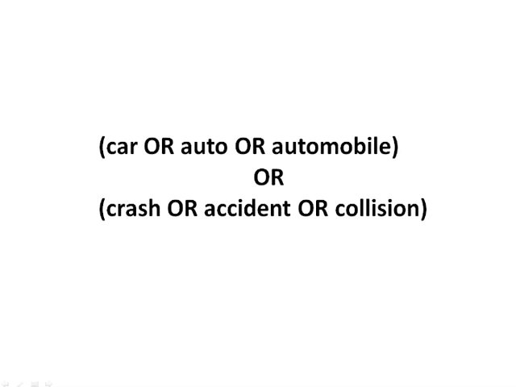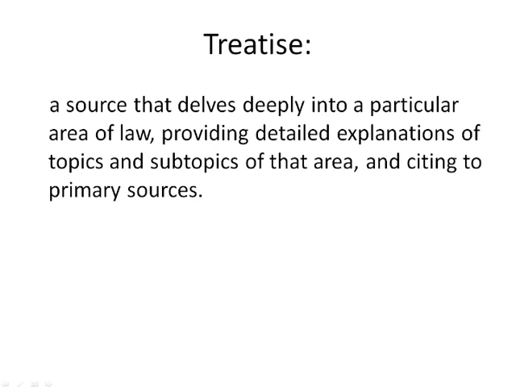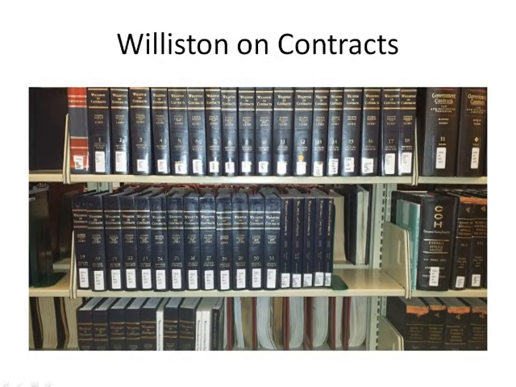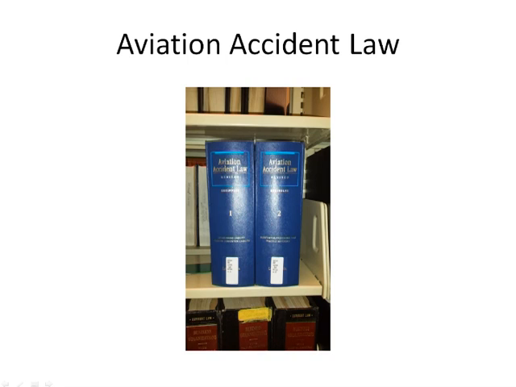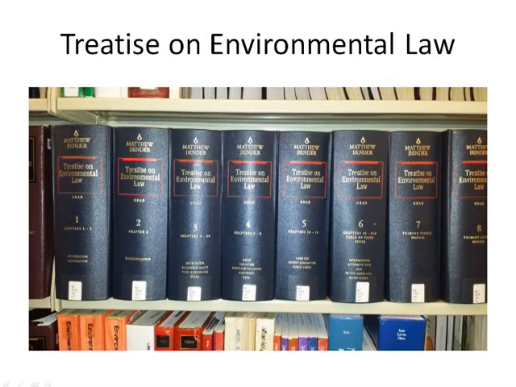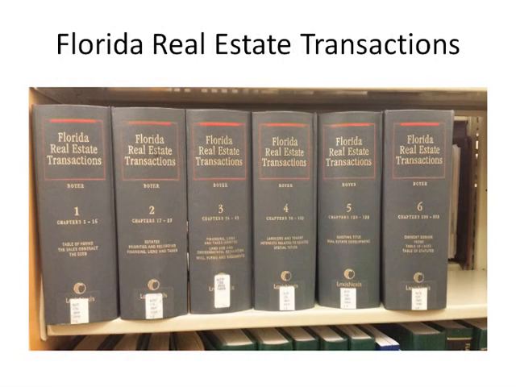Let's put this into practice by searching a treatise. A treatise is a source that delves deeply into a particular area of law, providing detailed explanations of topics and subtopics of that area, and citing to primary sources. It can cover a large area, like Williston on contracts, or a smaller one, such as Kreindler's Aviation Accident Law. Treatises can be written for general American law or for particular jurisdictions.